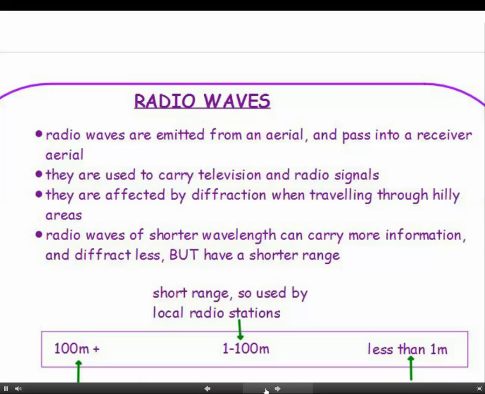Radio waves. Now radio waves are emitted from an aerial and pass into a receiver aerial. They're used to carry television and radio signals. They are affected by diffraction, which we'll come on to in a minute, when travelling through hilly areas. Radio waves of shorter wavelength can carry more information and they diffract less, but they have a shorter range, which means they can't travel as far.